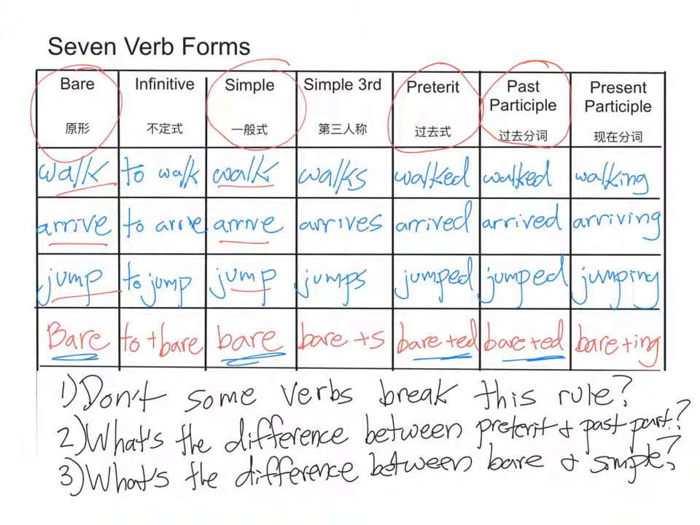And these are the 3 questions that I often get asked by my students if they're paying close attention at this point in the lecture. They are, don't some verbs break this rule right here? What's the difference between preterite and past participle? And what's the difference between the bare and simple form?